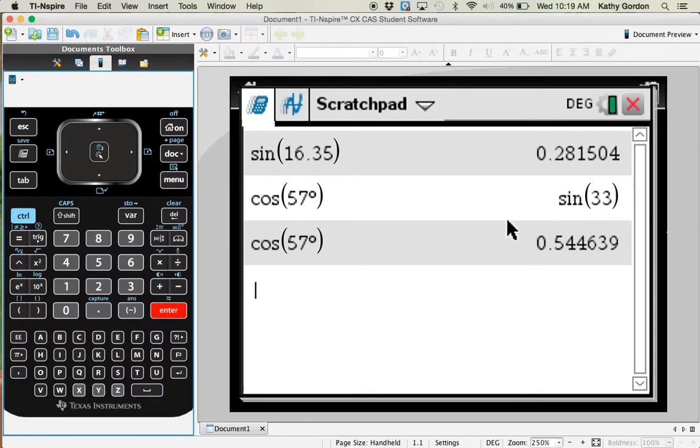So when that happens to you, if you punch something in and then you get some weird answer like this that doesn't really mean anything, just go Control Enter and it will take that previous answer and give you the decimal version of it. Okay?